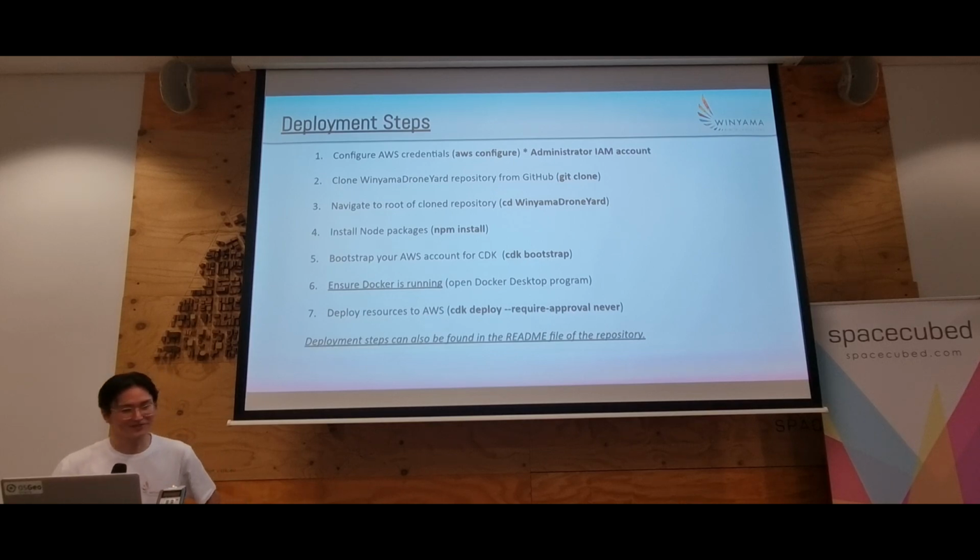So we have some deployment steps here. First, configure your AWS credentials. These are also the command lines, if that helps. Run aws configure, and then clone the Winyama DroneYard repository from GitHub with git clone. Navigate to the root of the cloned repository, or cd Winyama DroneYard in this case. Install node packages, so npm install.